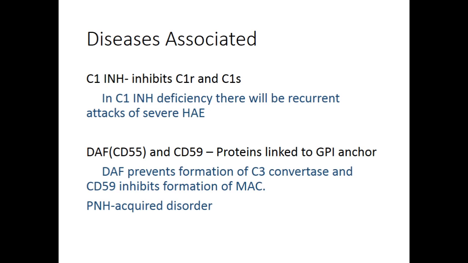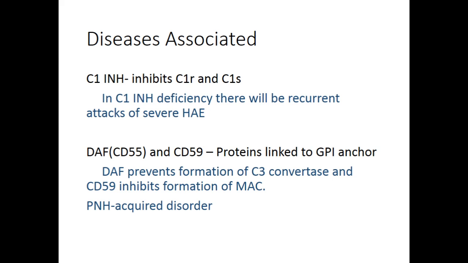Okay, now some of the disease associations. Now C1 inhibitor is another protein which can inhibit C1r and C1s. So C1 inhibitor will inhibit C1r and C1s. That means the classical pathway will be inactivated. But if there is a deficiency of C1 inhibitor, there will be overactivity of the classical pathway, and that patient can have recurrent attacks of severe edema. It is called hereditary angioedema. So C1 inhibitor is deficient in that condition.